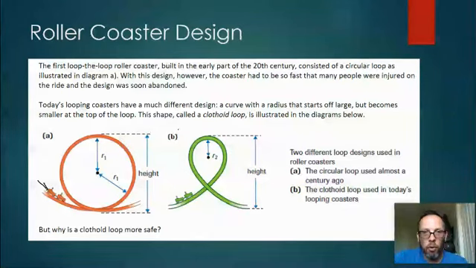Today, roller coasters have a different design. The radius starts off large and then gets tighter and tighter, and then gets larger again as you go out. The shape is called a clothoid loop. And it is more safe. But why is it more safe? That's what we're going to analyze first.